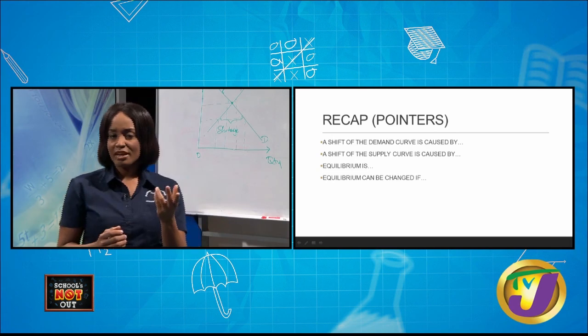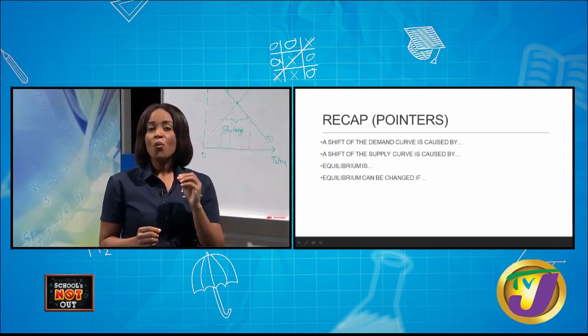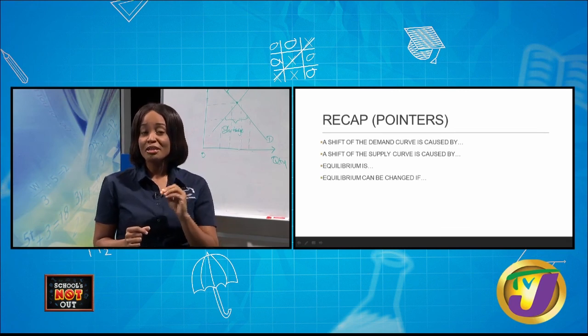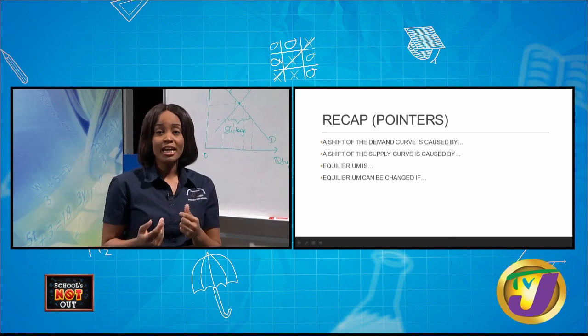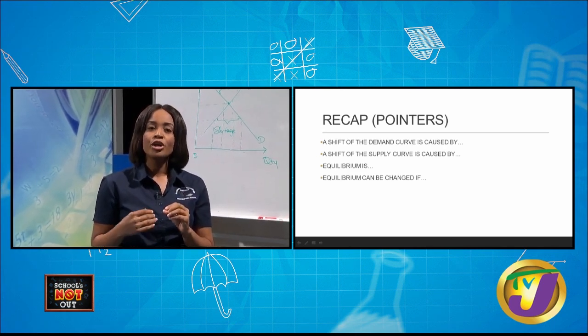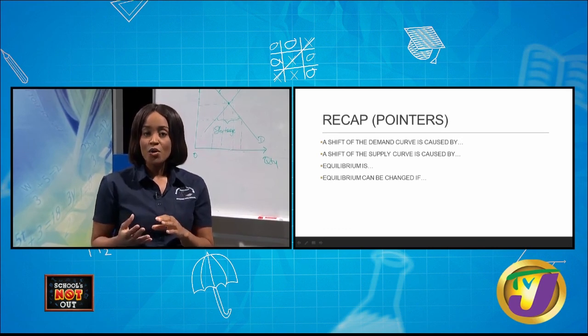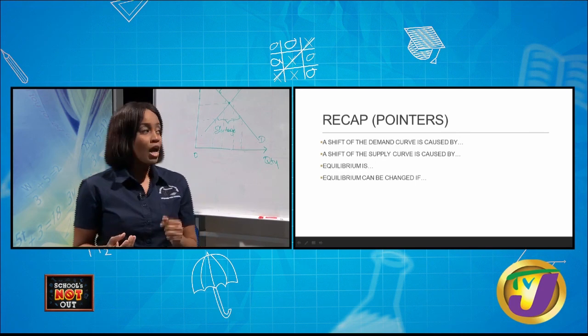Do you remember an example of a factor that would cause the demand curve to shift? Let us look at two factors. The first one is income. When income changes, your demand curve will shift either outwards to the right or inwards to the left. When your income increases, your demand will increase. When your income decreases, your demand will decrease.